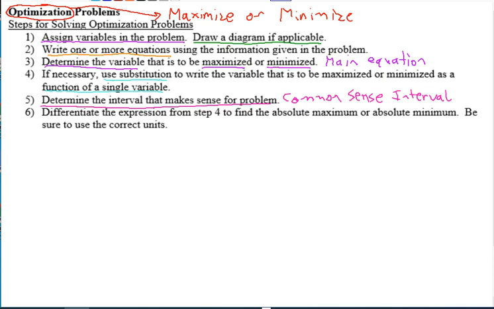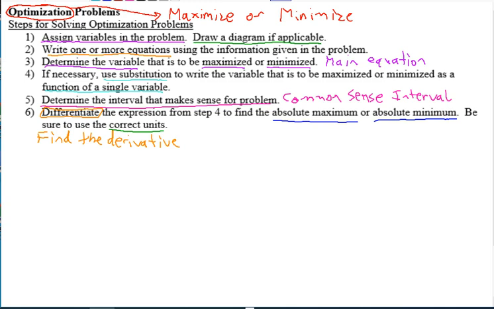And then finally, whatever you're trying to minimize or maximize, that main equation, once you have it as a single variable, you're going to differentiate, which means to find the derivative, just like you would for any other absolute minimum and maximum problem. Because remember, differentiation is the process of finding the derivative. And you're again going to find the absolute maximum if it asks for that, or the absolute minimum if it asks for that. And then just don't forget to use correct units. Almost all these problems will give you some units.